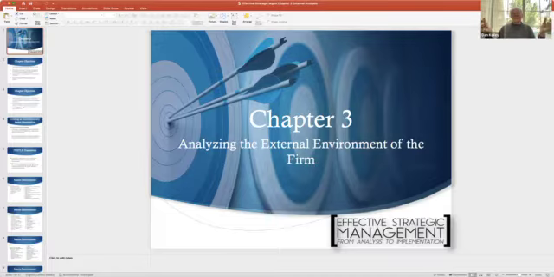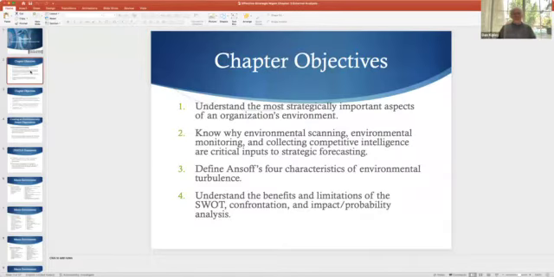This is going to be that macro environment, and that macro environment is inclusive of 6 different categories of assessment that we need to take a look at. And we'll go through all 6 of those here in just a second. But let's take a look at some of the things that we're going to be covering in this chapter here. All right, we're going to look at the most important strategic aspects of that organization's environment as indicated by those 6 different categories. A good way to remember these different categories is the acronym PESTLE, P-E-S-T-L-E. We'll go through that.